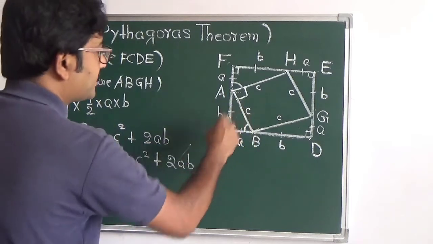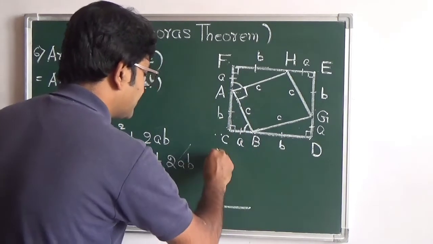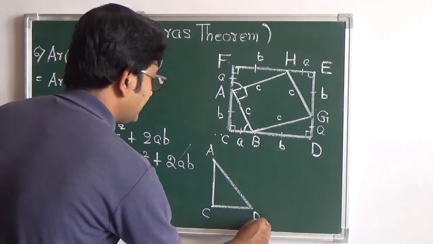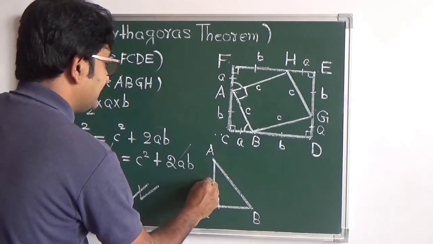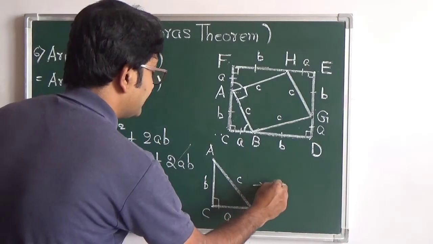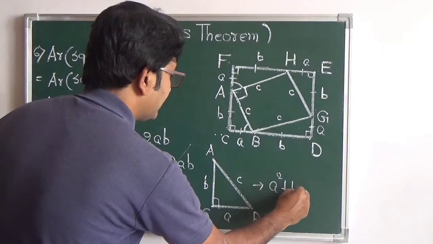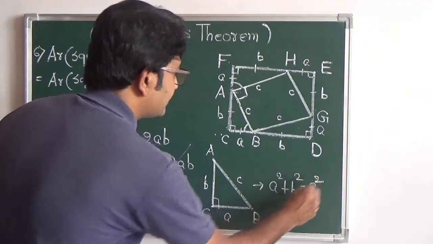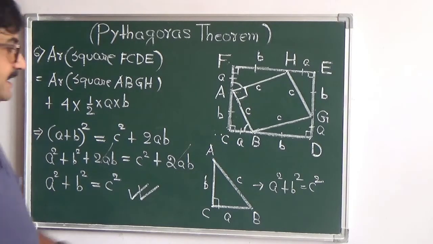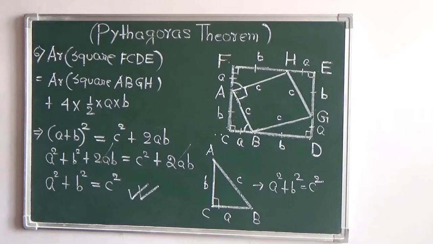So if you look into this triangle ACB, this is A, this is C, and this is B. This is a right angle. This side is taken as B, this is A, and this is C. So we have generated the relation A square plus B square is equal to C square, which proves the Pythagoras theorem. So this is how we have generated the relation between the three sides of the triangle. Obviously it is applicable only in the case of a right angle triangle.